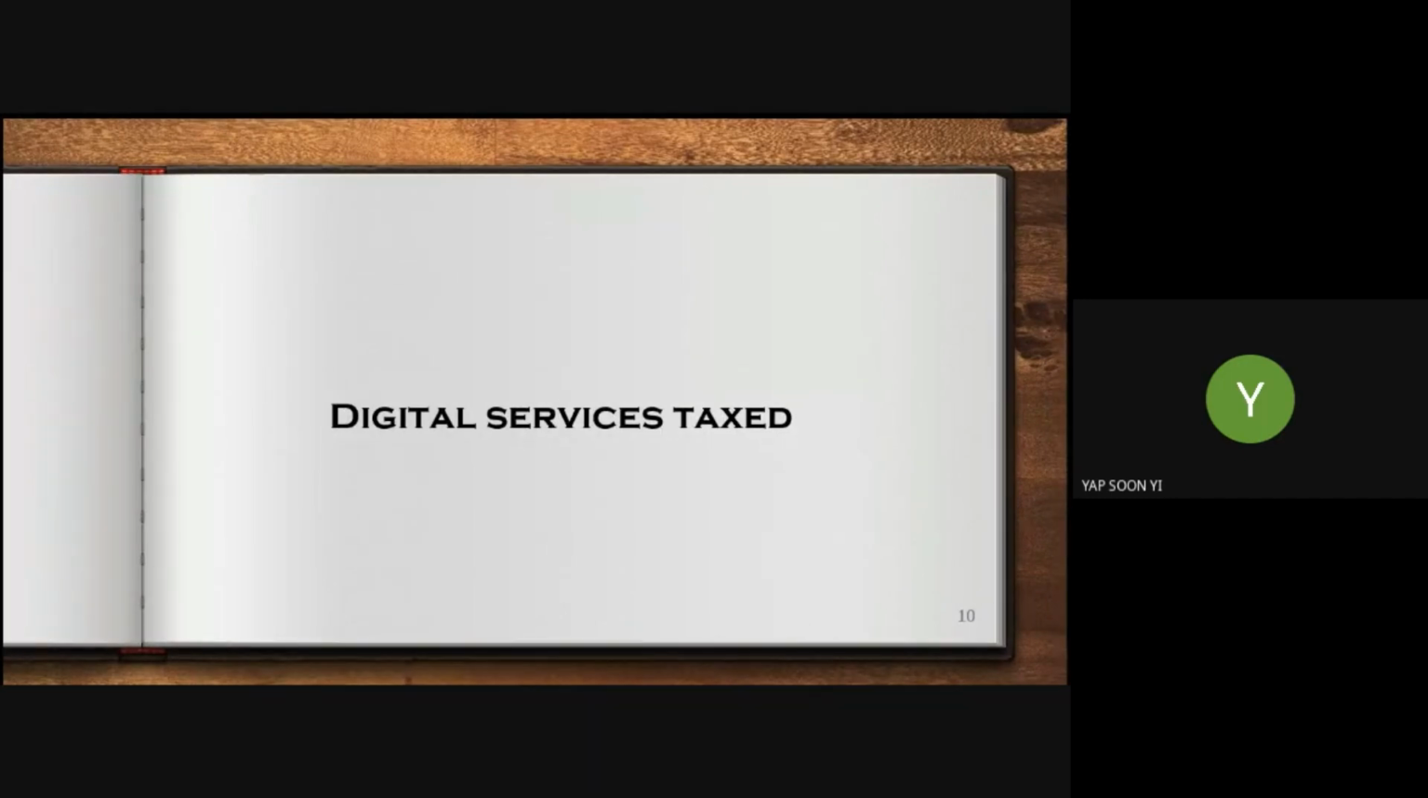Digital service tax. In this case, all digital services have been taxed since 1 January 2020. Foreign tech companies which provide online services to Malaysians, for example software, music, video, or any other digital advertising, are required to register with the Royal Malaysian Customs Department. They also have to charge and transfer the relevant service tax to Customs.